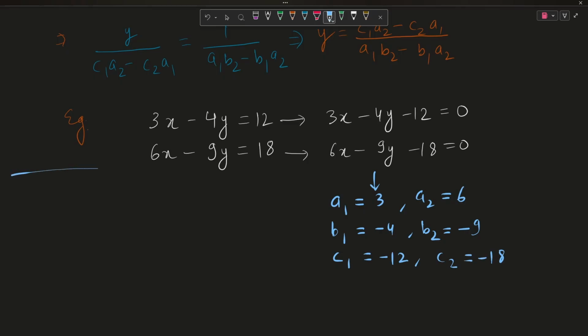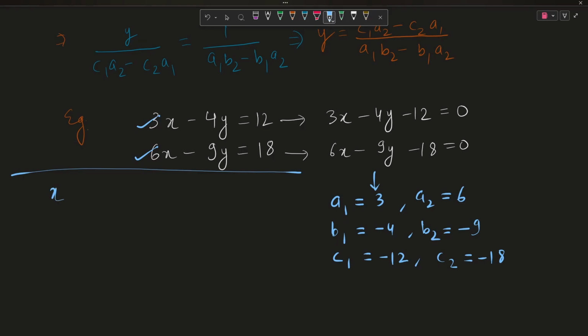Now, after doing this, we can easily solve the equations 3x minus 4y equal to 12 and 6x minus 9y equal to 18 with the help of the cross multiplication method. Yes, you can definitely solve these equations with other methods also, but I'm just elaborating this method so that we can use it for the three variable problem, as the cross multiplication method has its own use in the three variable problem. So this is just a common, normal example that we're going to use.